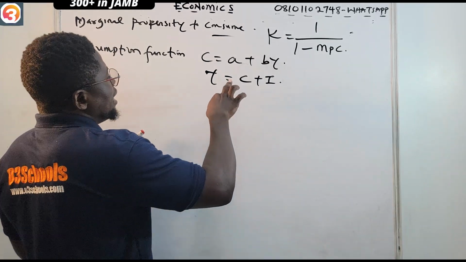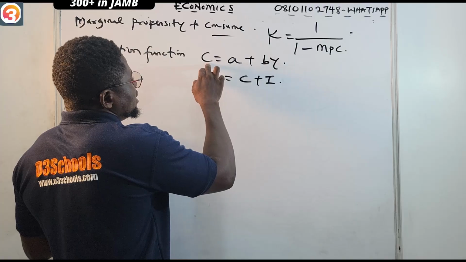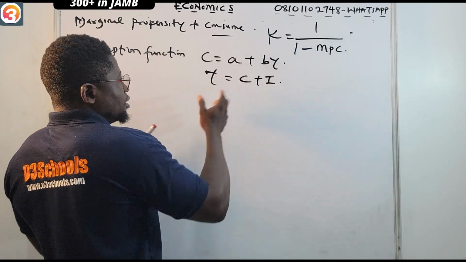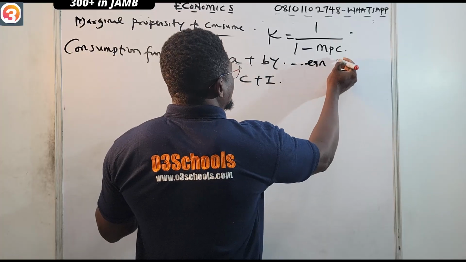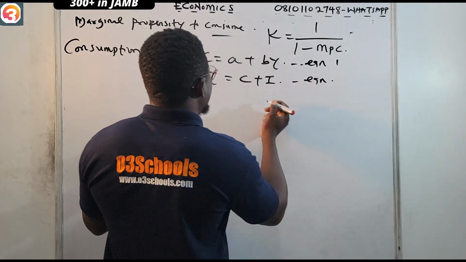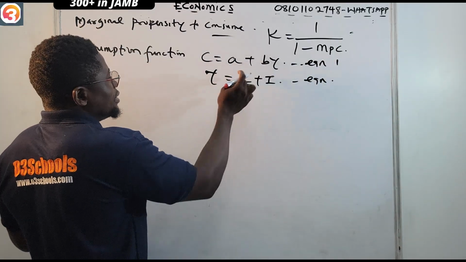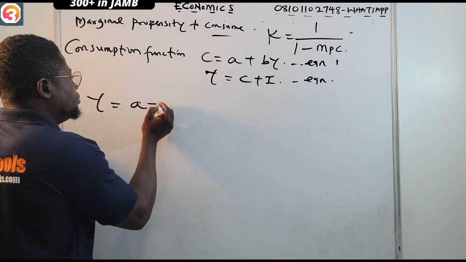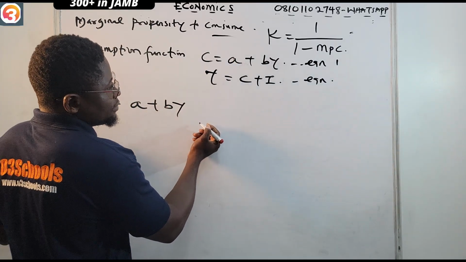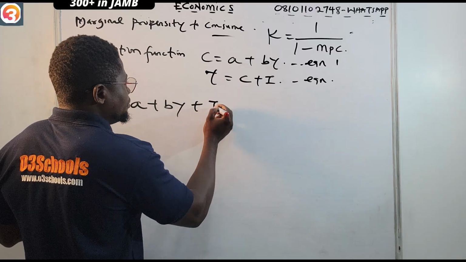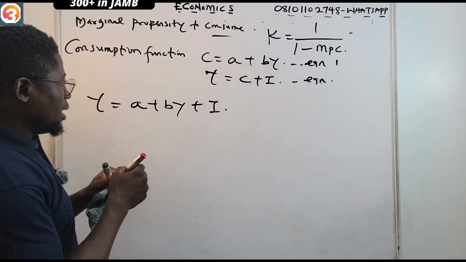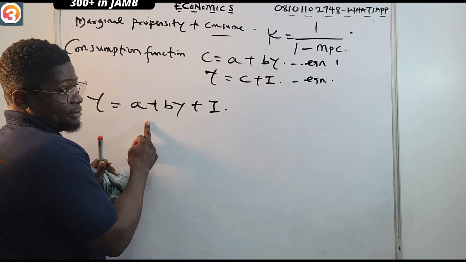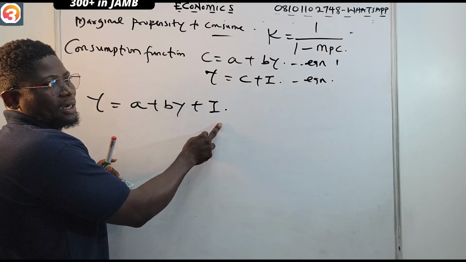Now, since this is C, we can impute this value, A plus BY, into this equation. This is our equation 1, and this is equation 2. Since we know that C is A plus BY, into this equation I'm going to have Y equal to A plus BY, then plus I. Everywhere we see C, we put A plus BY. That's what we did here.